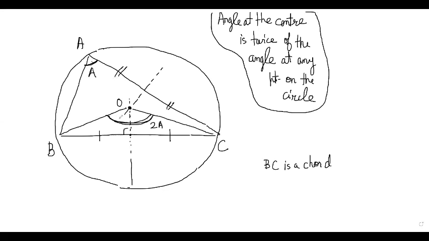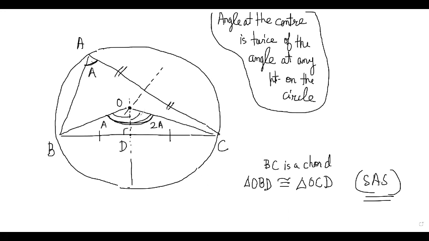And if it is 2A, we already know that triangle OBD is congruent to triangle OCD by SAS. You can do that. It's SAS congruency. Therefore, the angle here will be half. So this angle is A and this angle is A, right? Both the angles are A and A. Now notice that you have a right angle triangle here, OBD.